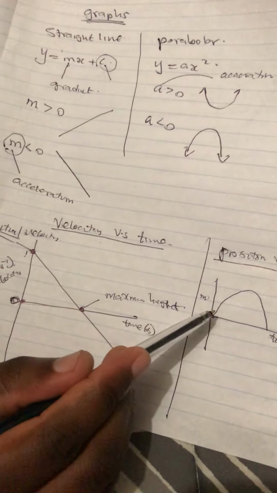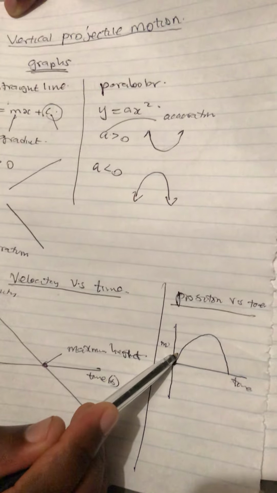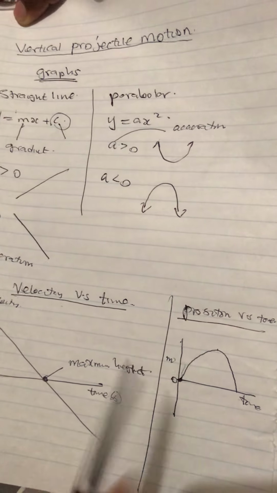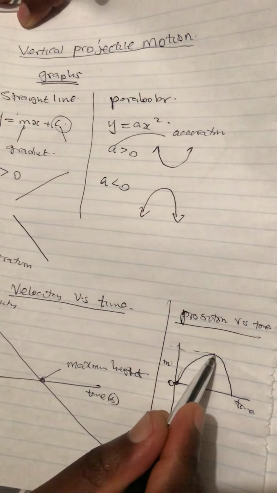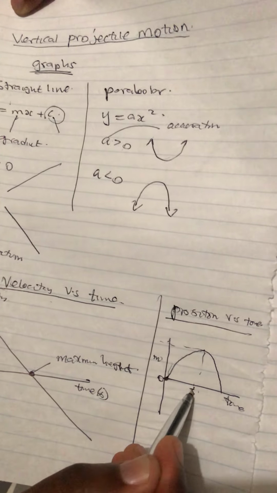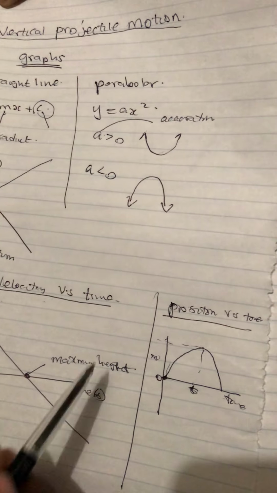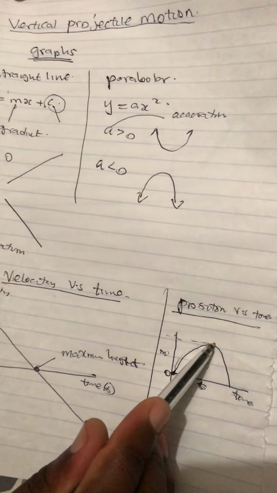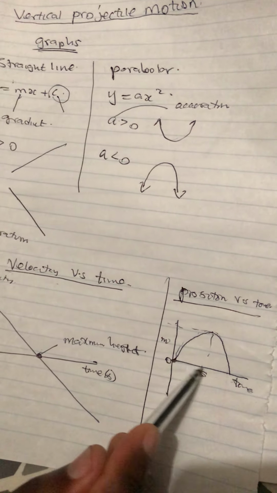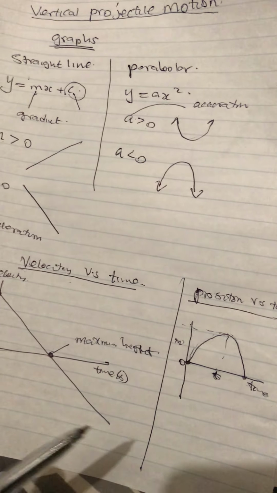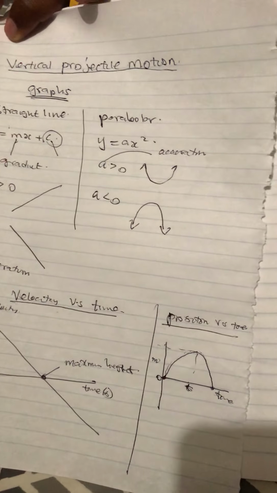Our time. When this ball was projected upward, it reached the maximum height. So the time it takes to reach the maximum height is this one. And then when it reached the maximum height, it came back to the point where it was projected. You see? This is how we need to understand this graph.